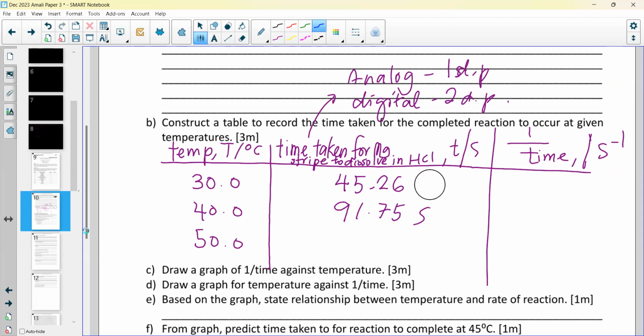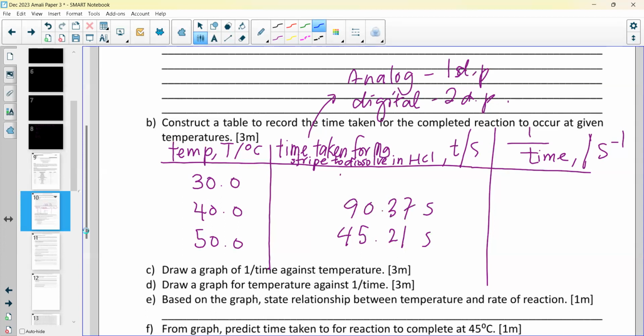Oh, yeah. You're right. So this one will be 45. You're right. Your teacher got it backwards. Thank you very much. It should be like this, okay? Because we didn't do the temperature. So this one is 45.21. Let's say after that, this one will be 90.37. Let's say this one will be 135.62. Let's say you do the experiment, you get this. Now after this, calculate 1 over time.